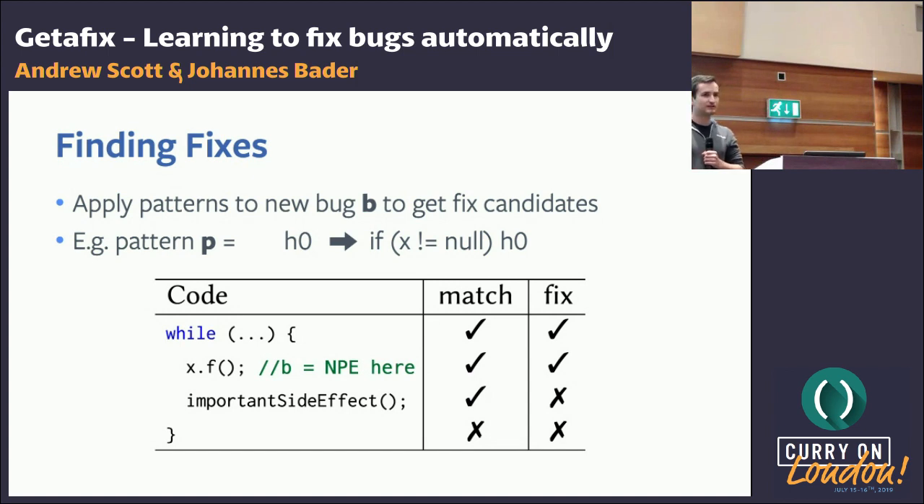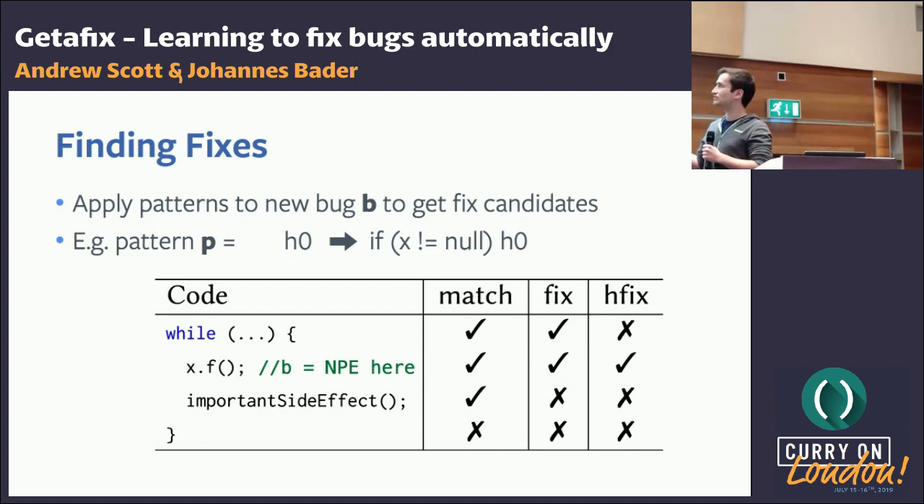But that's not really satisfying yet, because what we're looking for is what a human would do. So what would a human fix look like? In this case, I'd argue that a human would not wrap the entire while loop, because apparently there's this important side effect in it. So what Getafix has to come up with is to decide hfix. So let's formalize that a bit.